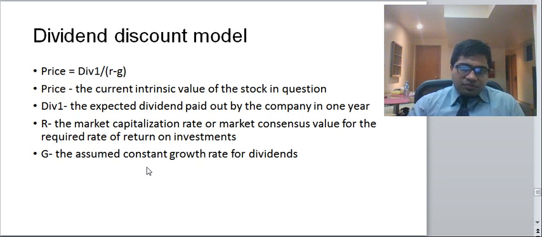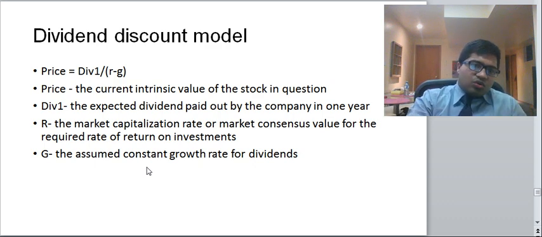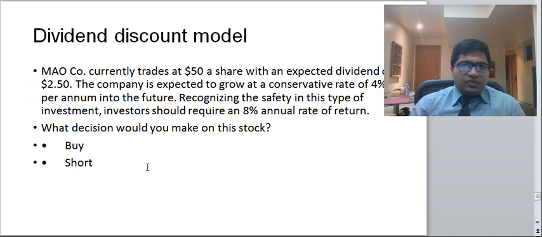Price is the current intrinsic value of the stock. Dividend 1 is the expected dividend paid out by the company in 1 year. R is the market capitalization rate or market consensus rate, also known as the required rate of return. It depends on how much risk the company has. The higher the risk, the higher the required rate of return. And G is the assumed growth rate for dividends.